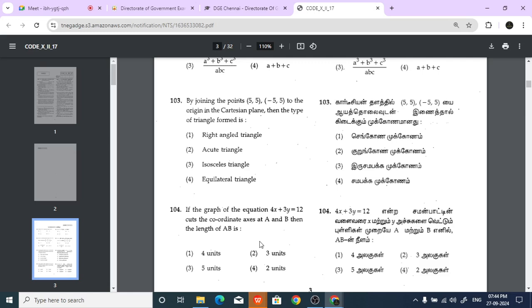Sir, that y is equal to 0, no, sir. Okay. No, you should not leave it. I'm asking the coordinate. So it is (3, 0). A is (3, 0). B is (0, 4)? (0, 4), yes, sir. Okay. Then what is AB?